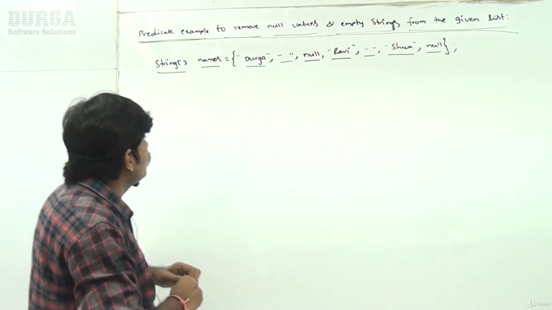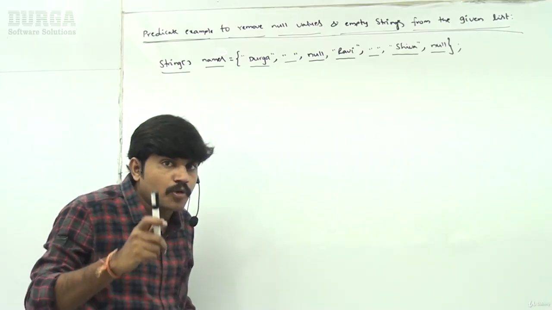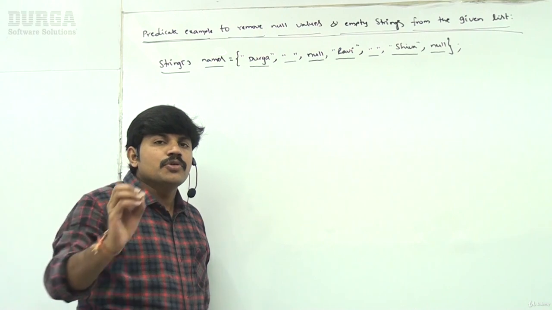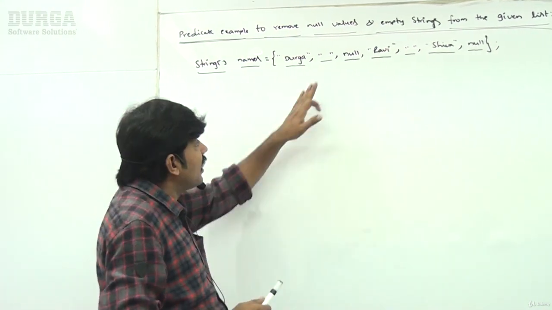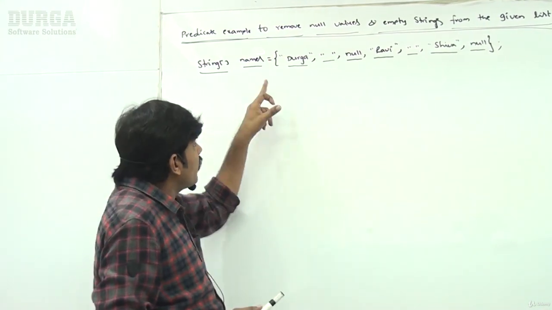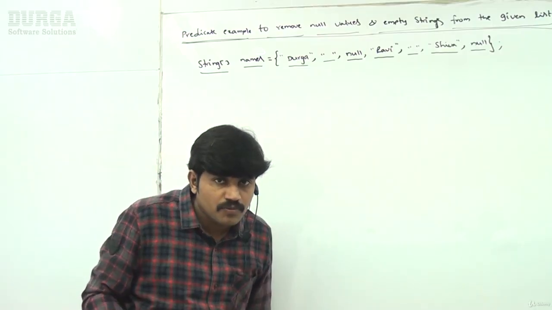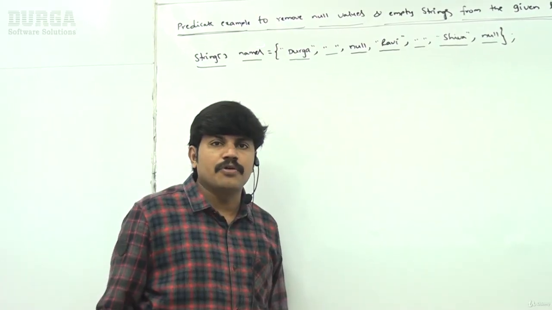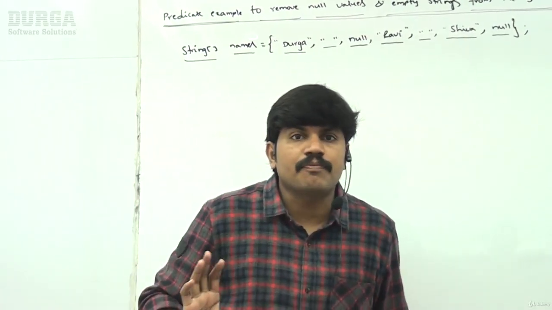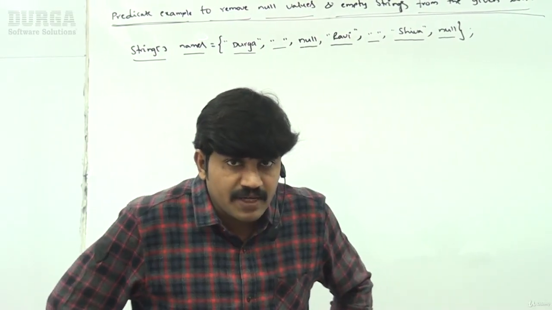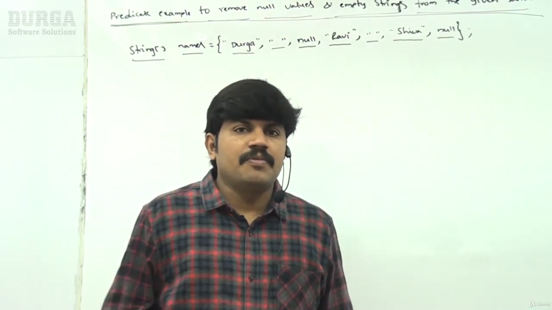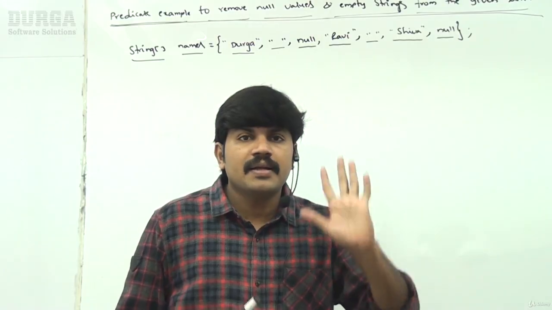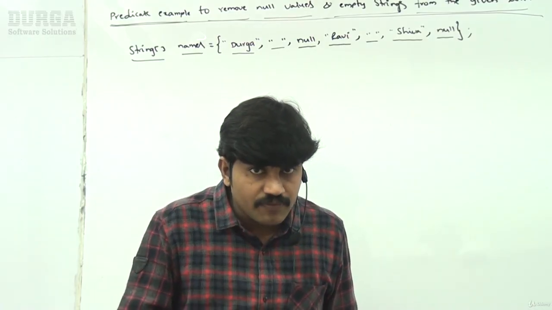If I start using this array without proper null value checking, there may be a chance of a null pointer exception. That's why I want to remove null values and empty strings from this array, and then you can happily and confidently use it so that we can prevent a null pointer exception. Everyone can understand, right? For this requirement, how you can use a predicate, that example I want to discuss. Clear with our requirement, right?